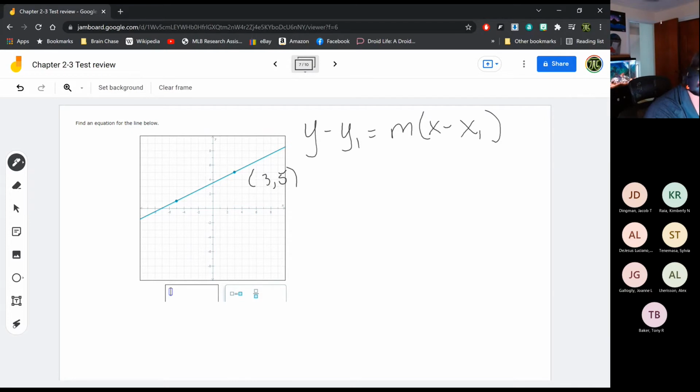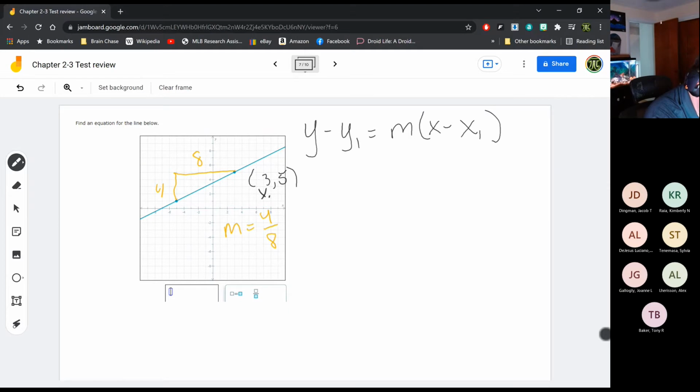And then I also need my slope. So I'm going to take my slope from here. I'm going to start off at the leftmost point, going up there and over. So I went up by 4 and over by 8. So my slope is 4 over 8.